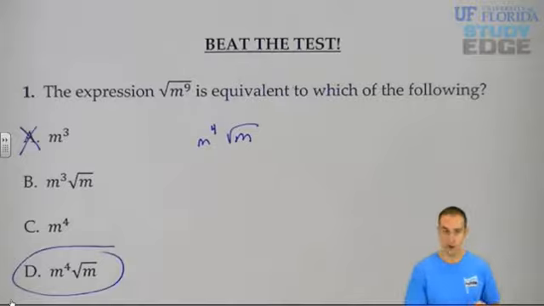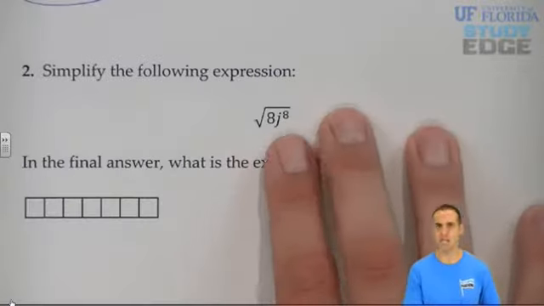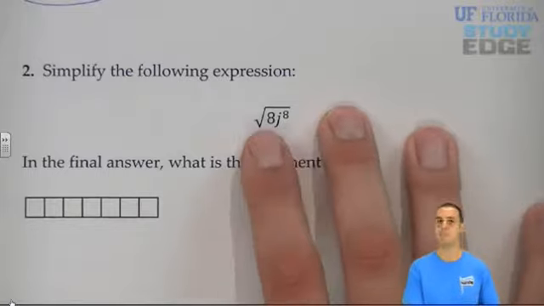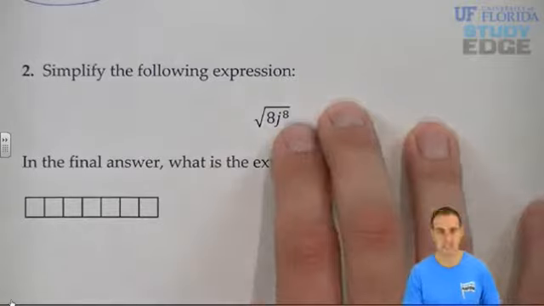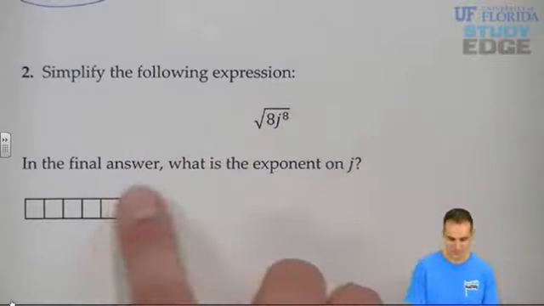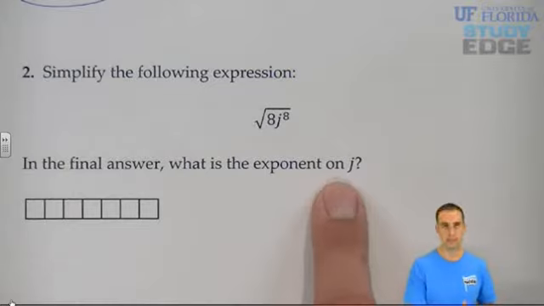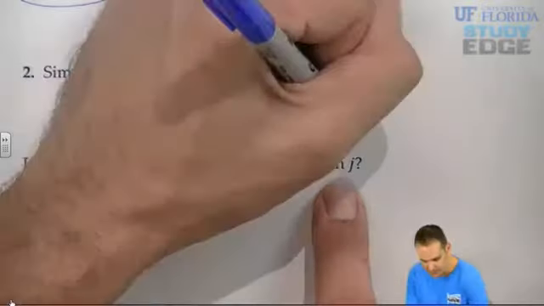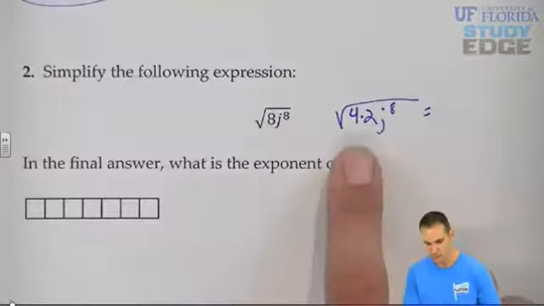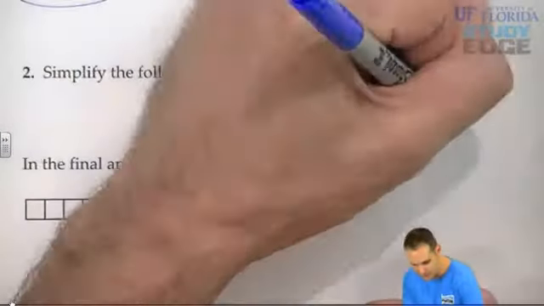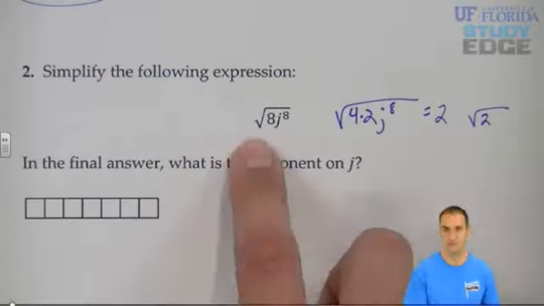Let's do one more. Another tricky one. The square root of 8, j to the 8th. Make sure you know the difference between the number, the coefficient, and the exponent, the power. In the final answer, what is the exponent on j? I'm going to work out all this, okay? So ready? 8 is going to be 4 times 2. The square root of 4 is 2 with a 2 left over. And that's how you simplify the coefficient.